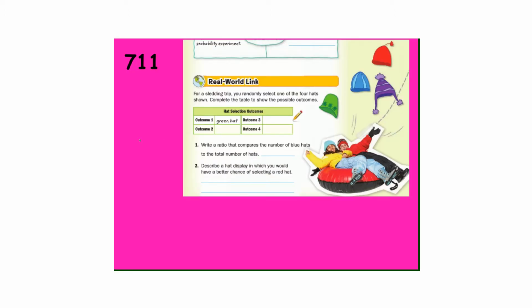Okay, so down at the bottom. For a sledding trip, you randomly select one of those 4 hats there to the right. You've got a red, blue, purple, and green hat. Complete the table to show the possible outcomes. So basically, close your eyes, pick a hat. You might have picked a green hat. That's the first outcome. So the second, the third, the fourth outcome would be a red hat, a blue hat, and a purple hat.